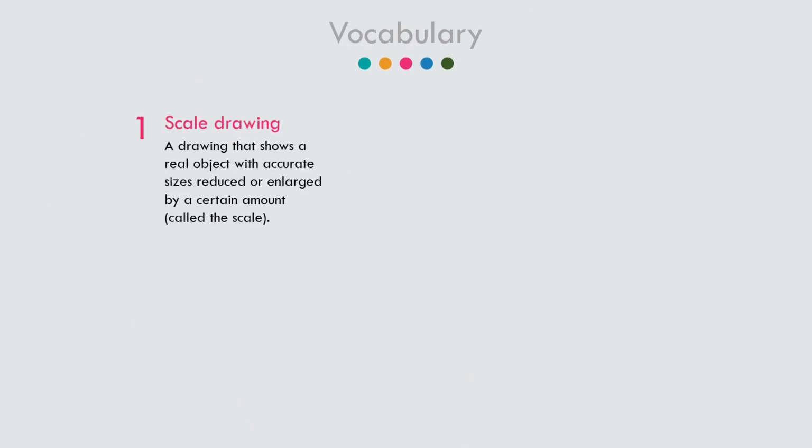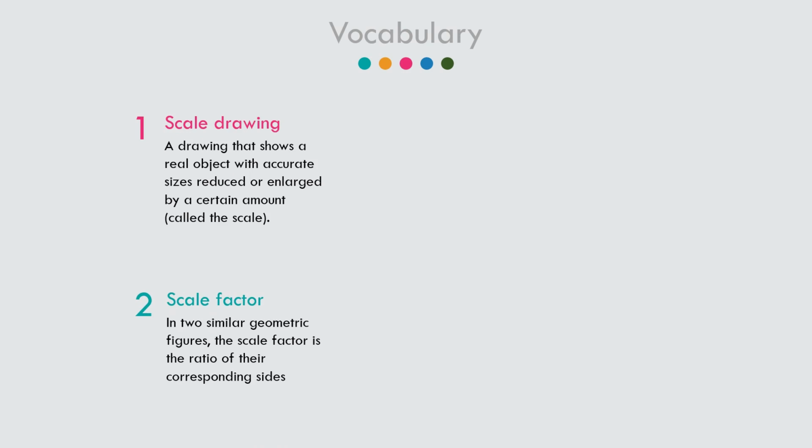Scale drawing. A drawing that shows a real object with accurate sizes reduced or enlarged by a certain amount. Scale factor. In two similar geometric figures, the scale factor is the ratio of their corresponding sides. Ratio. A ratio says how much of one thing there is compared to another thing. In our case, this means by how many times bigger or smaller something is.